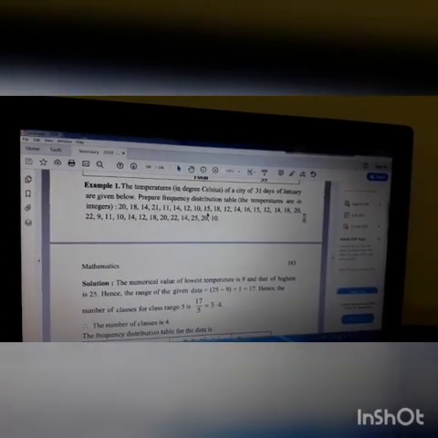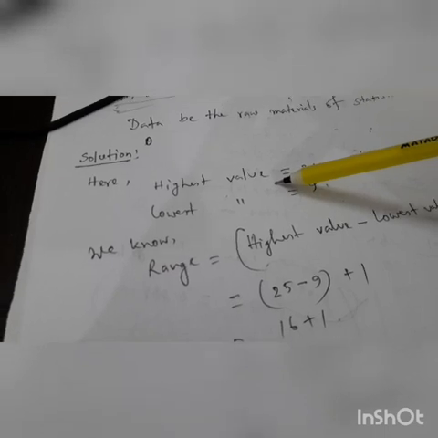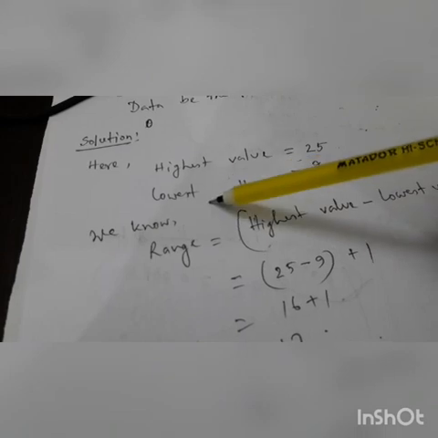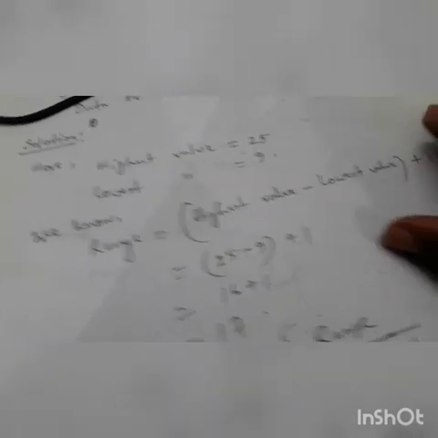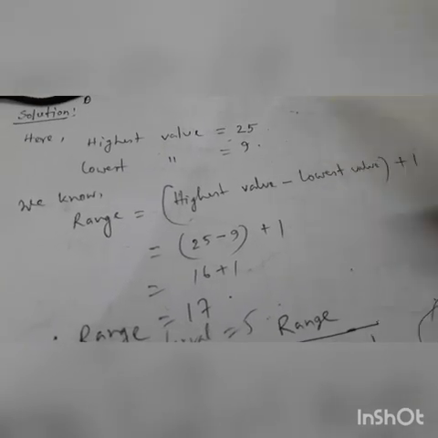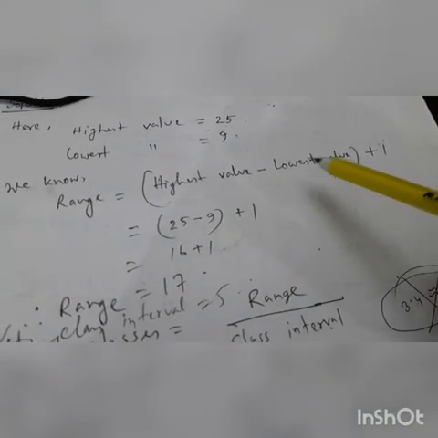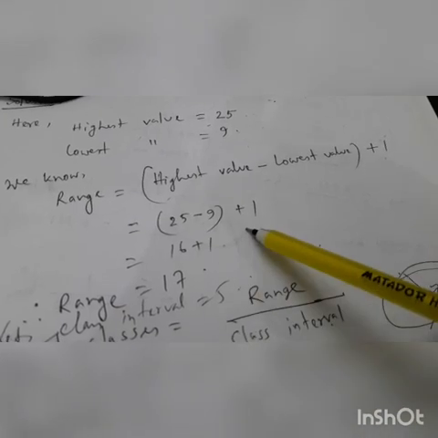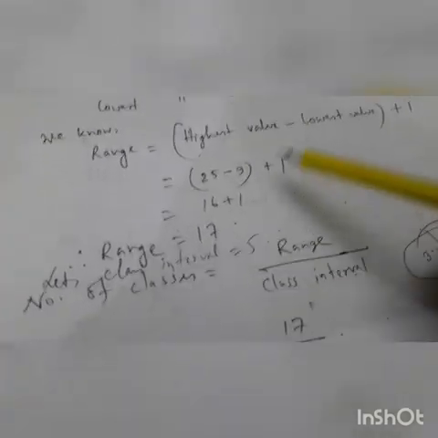What is the system? I would like to discuss here. Firstly, you must write the highest temperature. From the given data, we see that the highest temperature is 25. Then the lowest temperature is 9. Now we have to determine the range. The formula is highest value minus lowest value plus 1. So 25 minus 9 plus 1, that is 16 plus 1 equal to 17. So the range of the given data is 17.